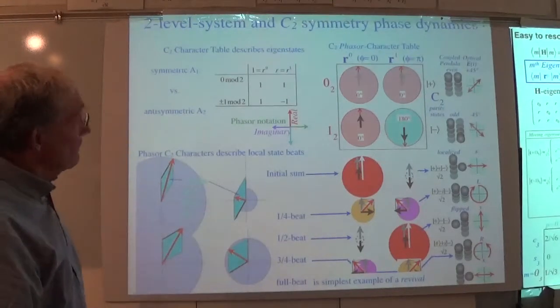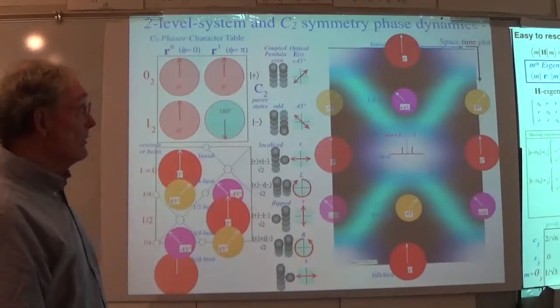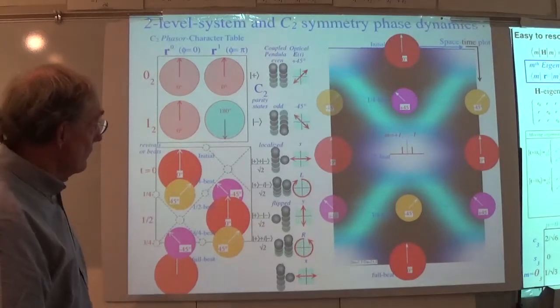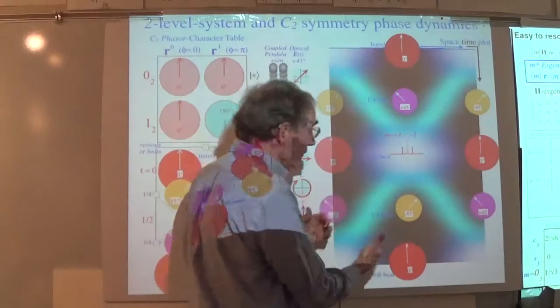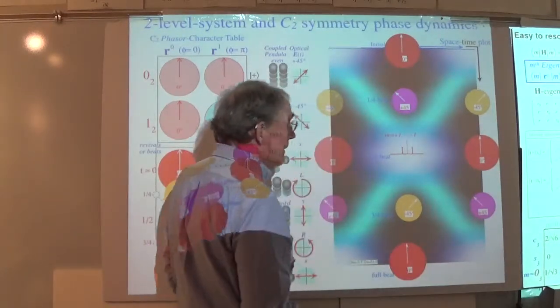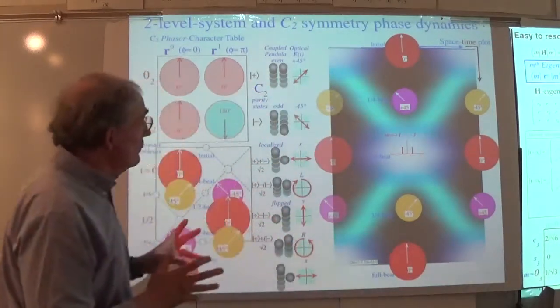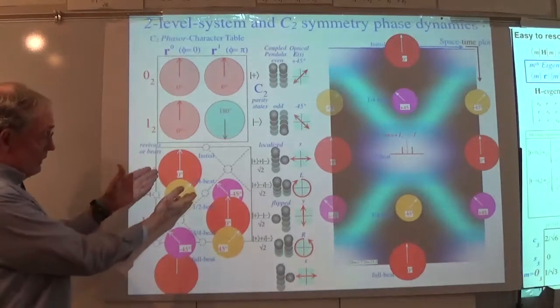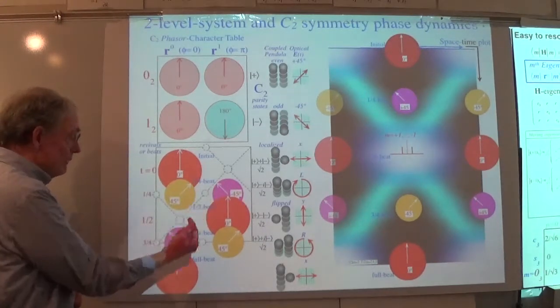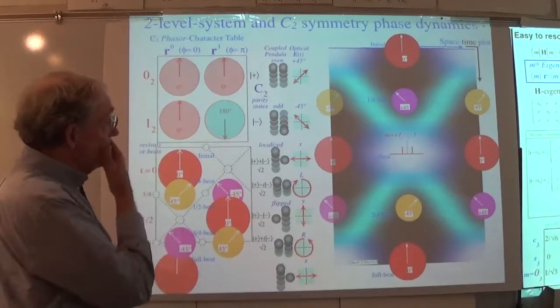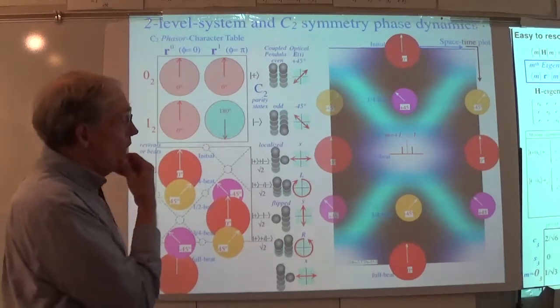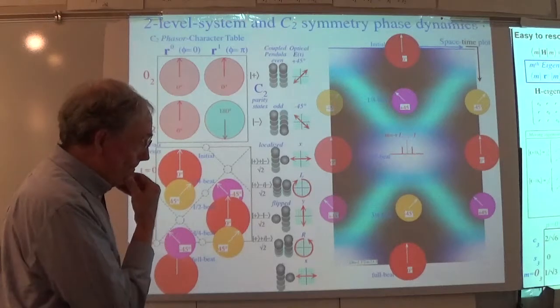So this is the story for C2. Well, C3 has a story too. This is its story being literally plotted out in space and time. What I'm after here are the generalizations of the beats that occur, quarter beat, half beat, three-quarters beat, that make our very interesting states. And they generalize to something called a revival.